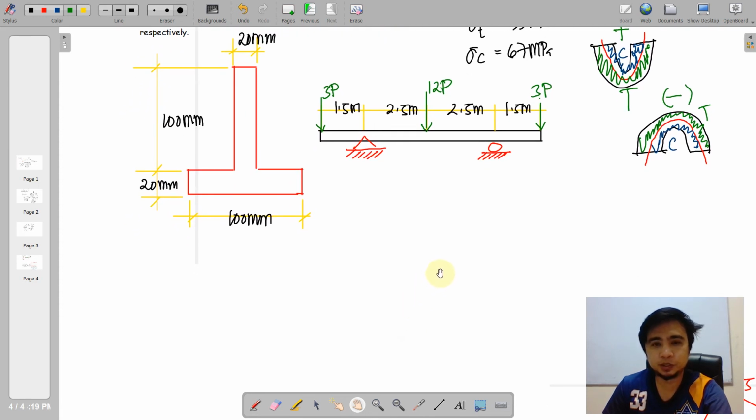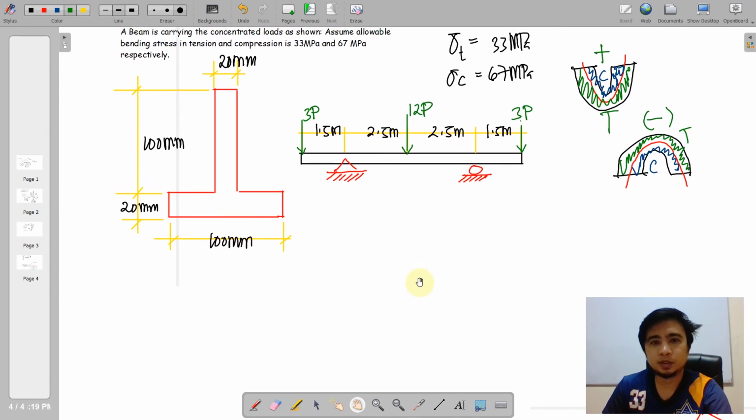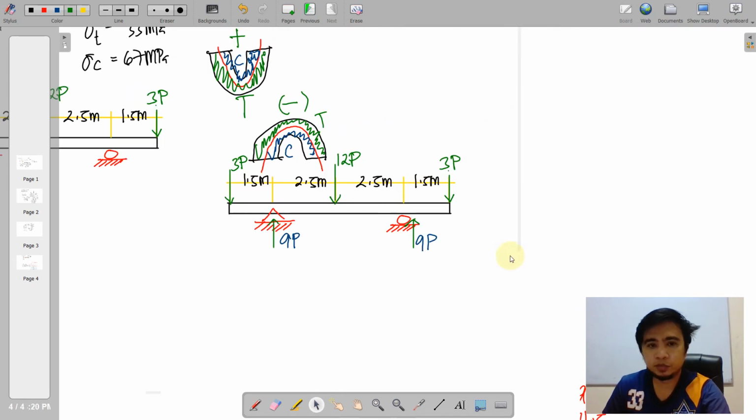Let us first compute the maximum moment, or establish the moment diagram, and it will be in terms of P here. So we first note that our reactions will be 9P for both, because these are just symmetrical loading, 3P, 12P, and 3P. So all in all, we have 18P that will be just shared by these two reactions. So they have both 9P.